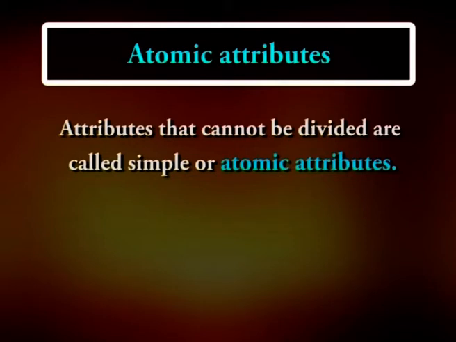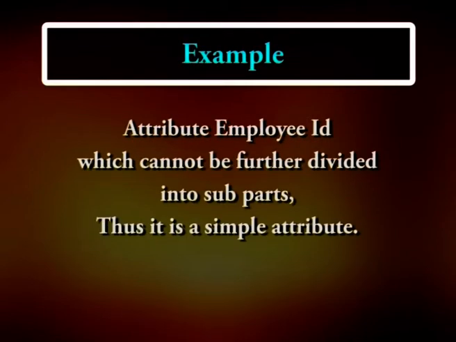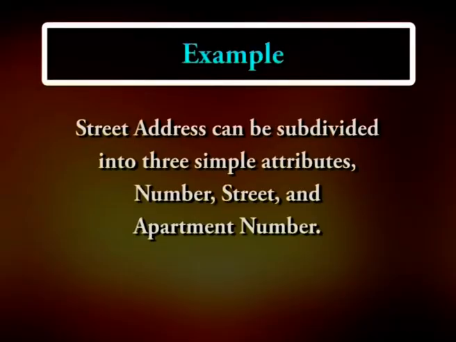Attributes that cannot be divided are called simple or atomic attributes. For example, attribute employee ID, which cannot be further divided into subparts. So, thus it is a simple attribute. Composite attributes can form a hierarchy. For example, street address can further be subdivided into 3 simple attributes: number, street, and apartment number. The value of a composite attribute is the concatenation of the values of its constituent simple attributes.